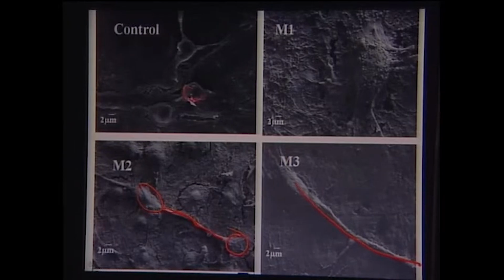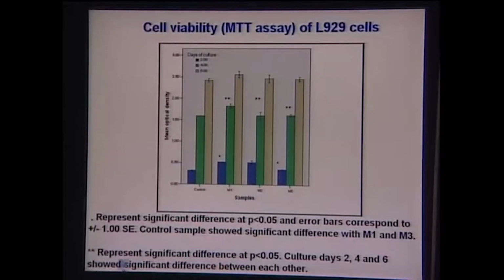And you can see this typical cell morphology here, and the cellular network formation is also seen on the material surface. Quantification of the cell viability was carried out using MTT assay, and statistical analysis was also carried out using post hoc analysis at p less than 0.05 level.